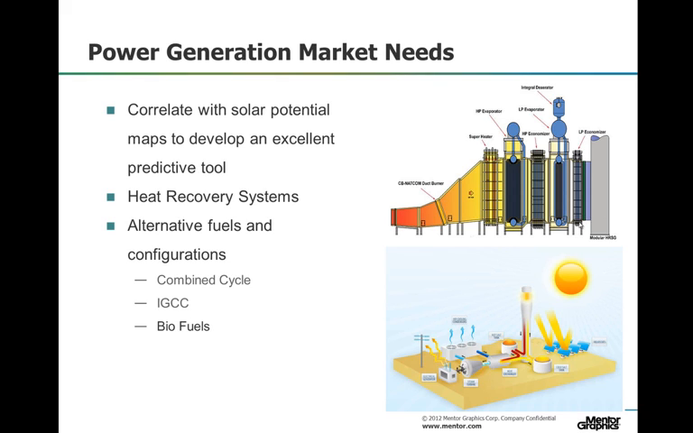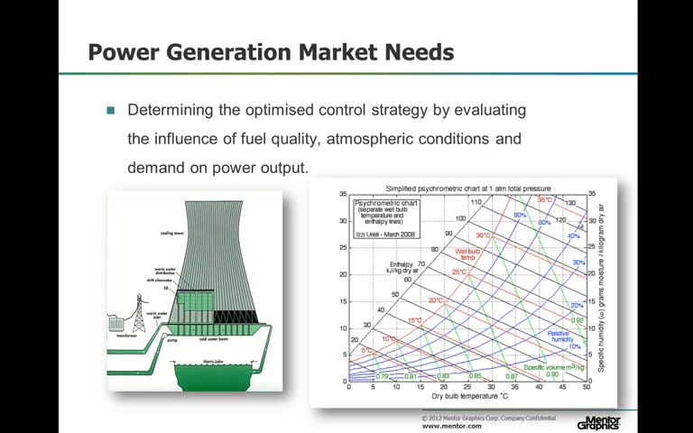Additionally, they are investigating supplementary power sources such as gas turbines to handle peak loads and to handle the primary load when the main power source is taken offline for maintenance. Fuel quality, atmospheric conditions, and demand all influence the operation of a power plant. Operators are looking for tools that will help them create an optimized control strategy to operate a power plant as efficiently and cost-effectively as possible.